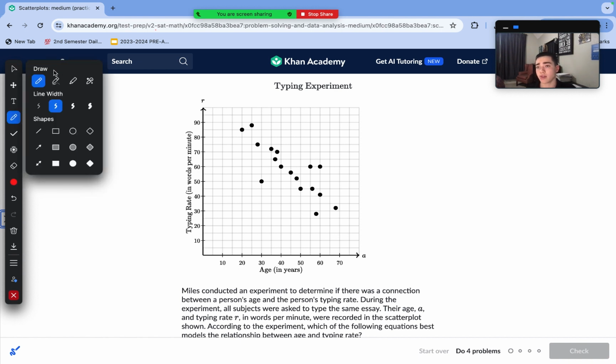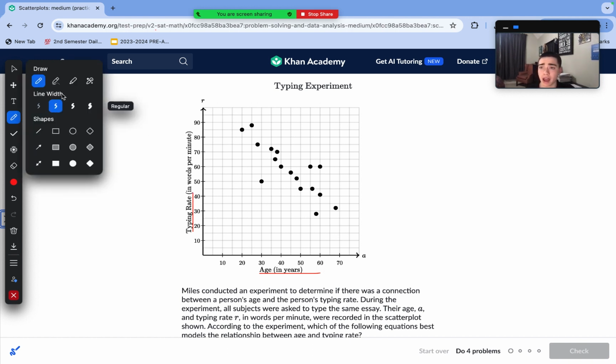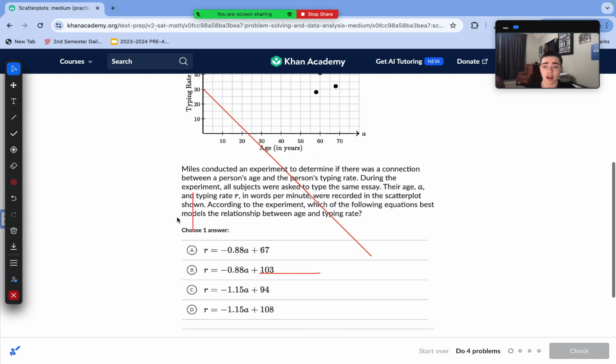As we can see, there is a general trend of decrease. As a person increases in age, their typing rate is going to decrease. If we were to create a line of best fit, it would look something like this line right here, well centered in the data. And what this question is asking us is to find the equation of this line of best fit. Let's take a look at our answer choices.